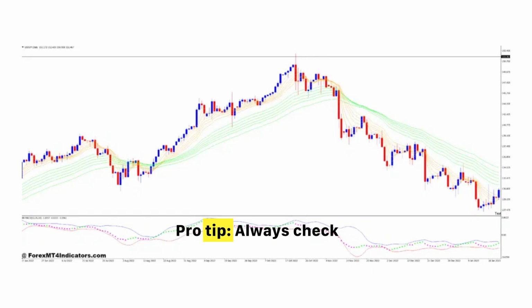Pro tip: always check higher timeframes first. This strategy works best when you're trading with the overall trend, and never risk more than 1 to 2% per trade. Stay in the game long enough to win.